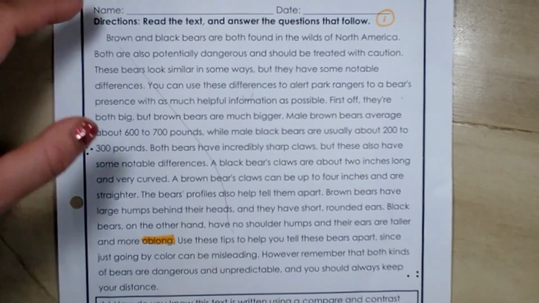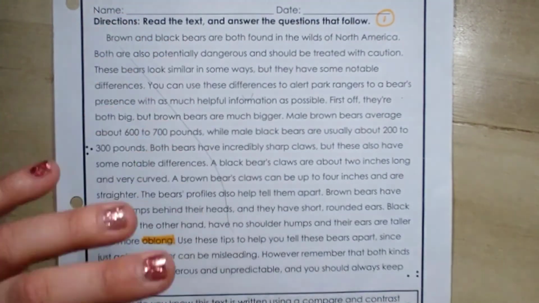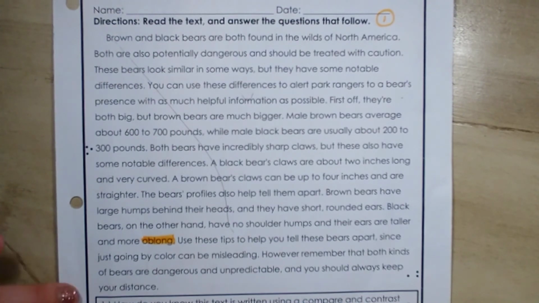So now you're going to reread this passage, which is attached, answer these questions, and then I'm going to also add an additional question that says, how are brown and black bears different and similar?